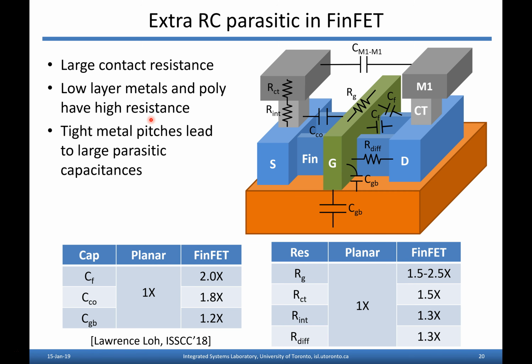The lower layers of metal and the poly are so narrow that they also have a significant amount of parasitic resistance. And then finally, you've got these really tight metal pitches, so metal's really close together. You've got a whole bunch of parasitic capacitances showing up. Just to give you a feel, compared to planar technology, some of these parasitic resistances can go up by 50% or more. The capacitances can go up 20 to 100%. So it's a big hit from these parasitics.